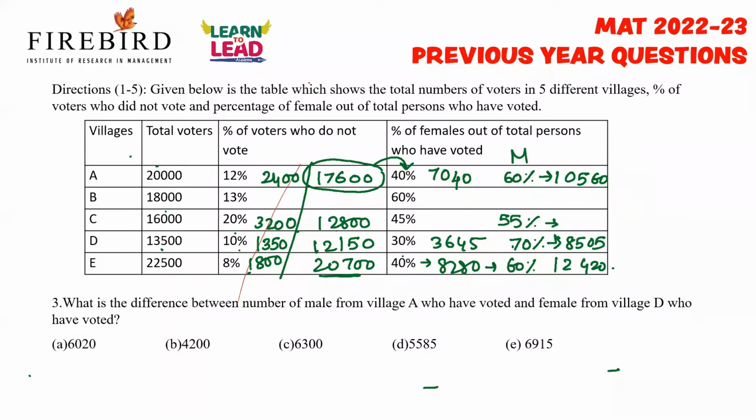Okay. See this question now. What is the difference between number of male from village A who have voted and female from village D who have voted? See, difference is nothing but subtraction. It is enough if you subtract both the values.